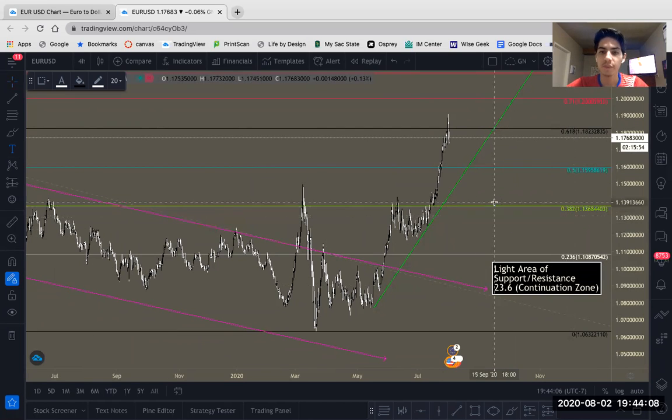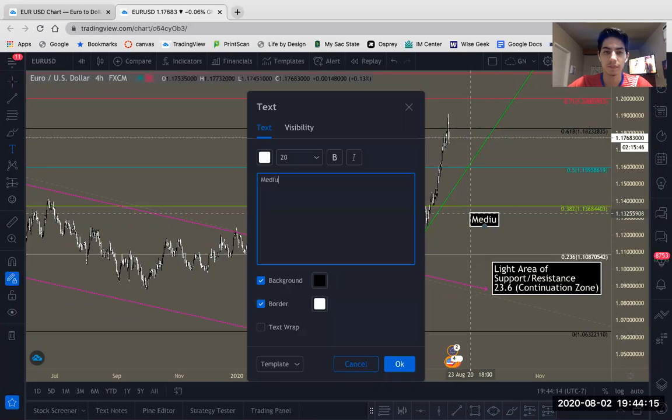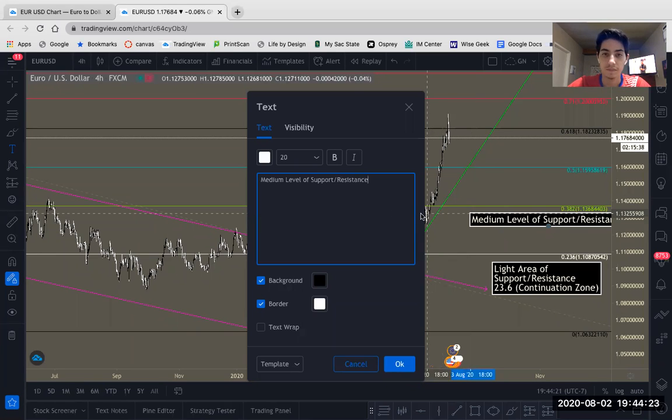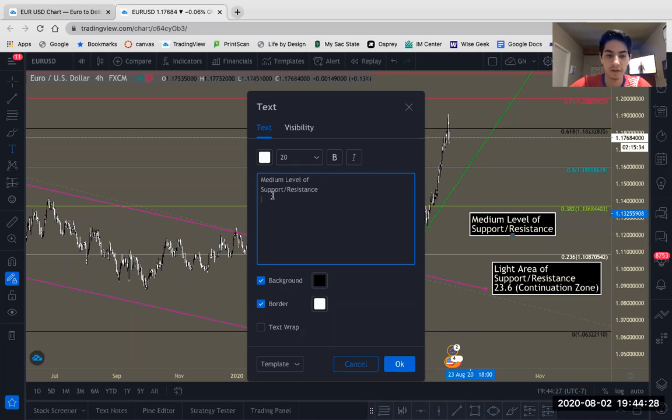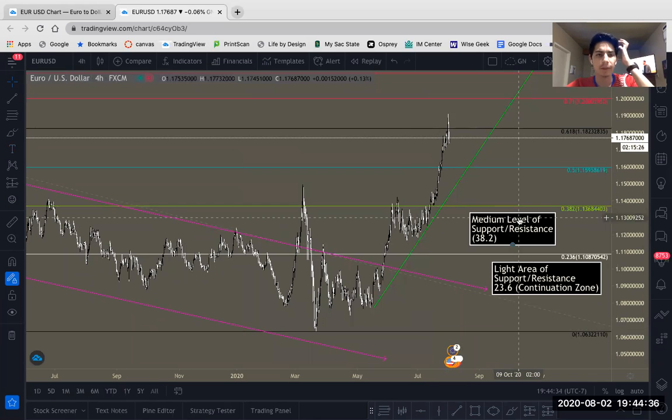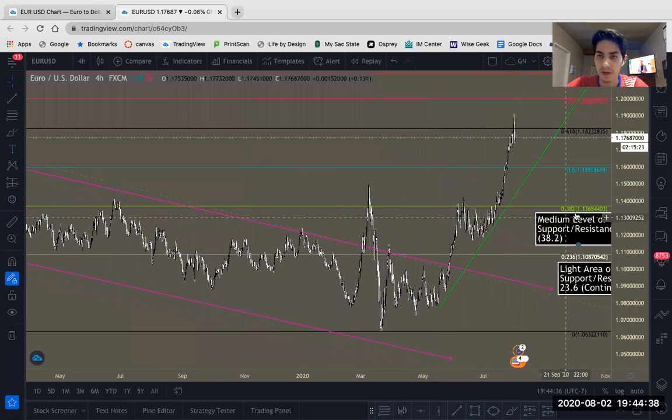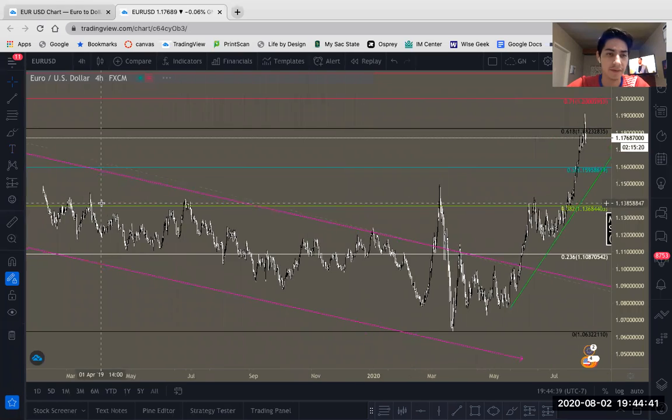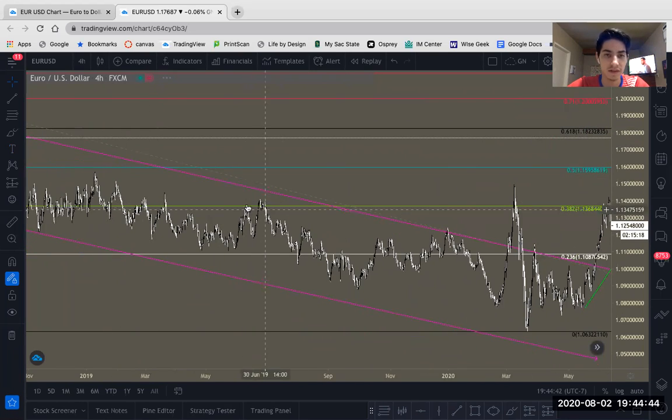Now we're going to do 38.2. This is going to be kind of a medium level of support/resistance. 38.2. Right, nothing too crazy, but there are definitely levels whenever it comes to 38.2 of you having some good support and good resistance in those areas.